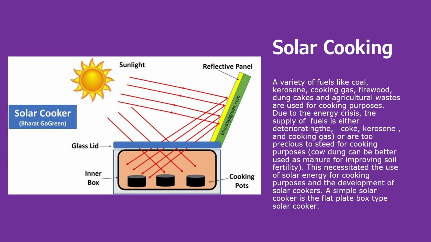So we have solar cooking. I guess all of you know what solar cooking is. With the help of reflecting panels and sunlight, we can easily cook our day-to-day food. We don't need to use coke, kerosene, or burning wood, which is harmful to our environment. So this is the solar cooking technology.